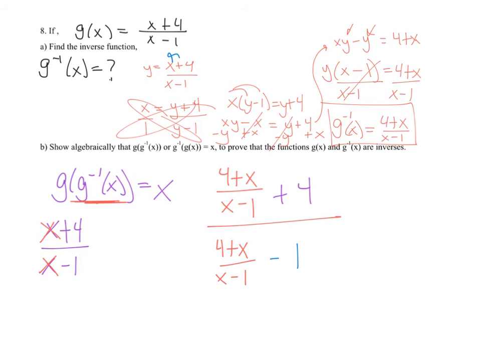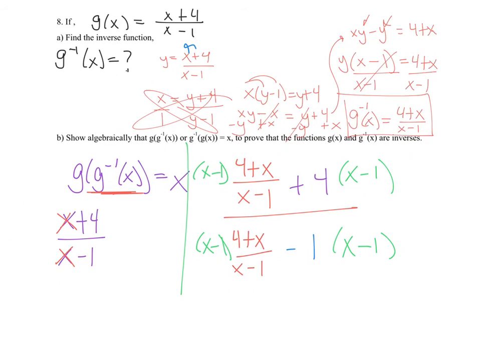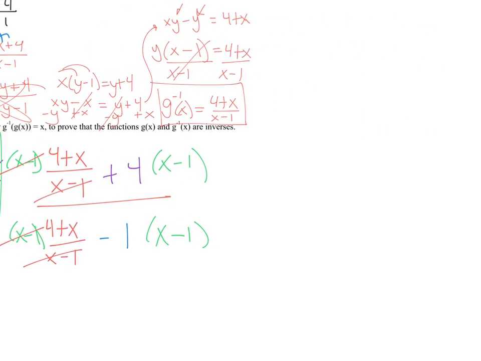Okay, so at this point you want to reduce this thing. In order to do that, you're going to use the x minus 1 from the denominator and multiply everything by x minus 1. And what happens here is that these cancel out, leaving you with something easier to reduce.